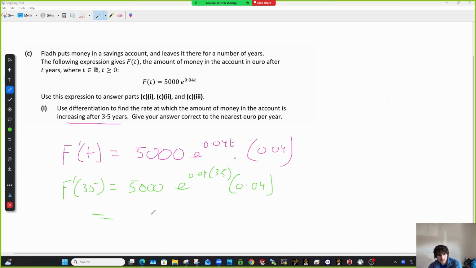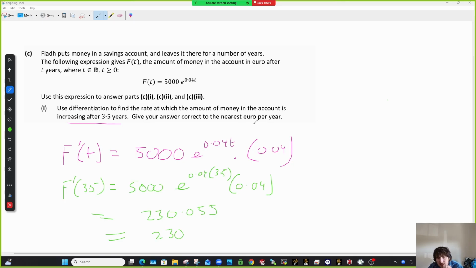0.04. So I'm getting 230. And does it say rounded to the nearest euro? It does. So I'm getting 230.05. So as I've been teaching people in good habits, you want to first of all write down a number like that, but then round it afterwards to the way they want it.